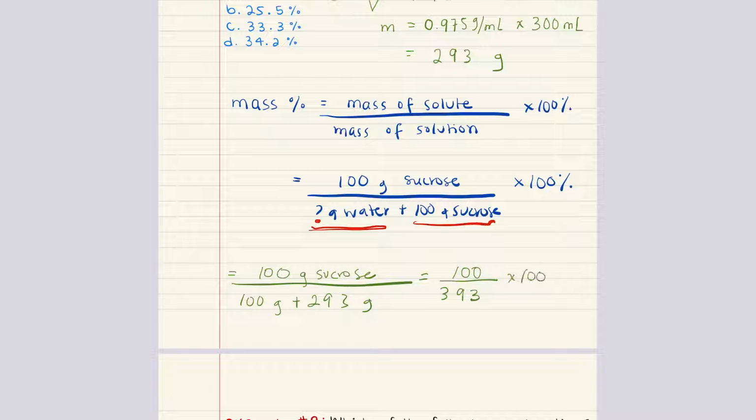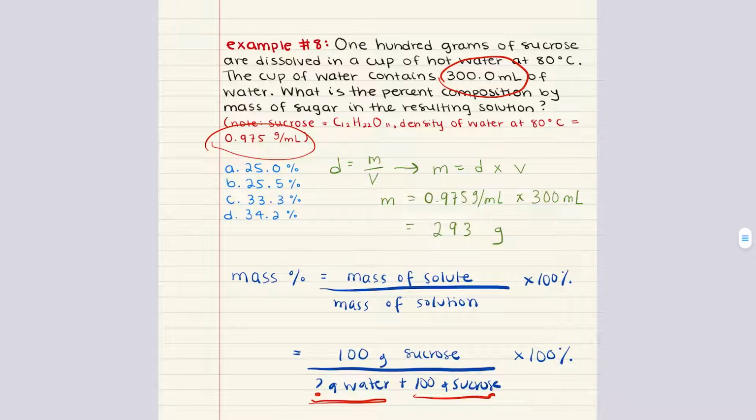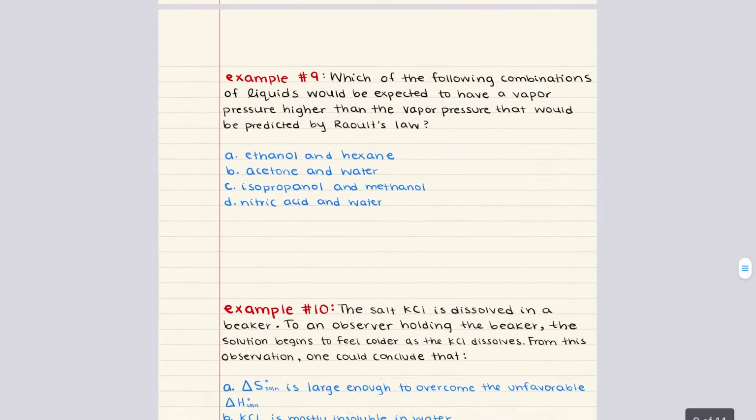multiplied by 100%. This is going to give us 25.5%, which best aligns with answer choice B. So the answer to example 8 is answer choice B. Let's tackle 9.